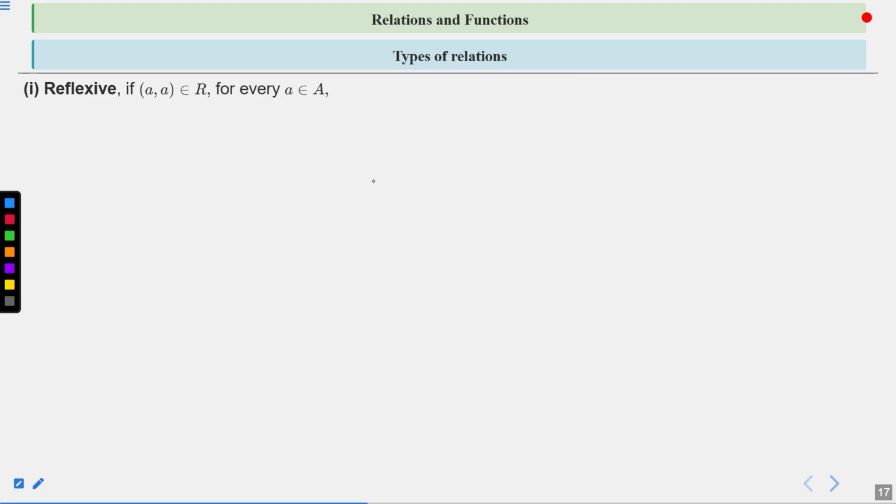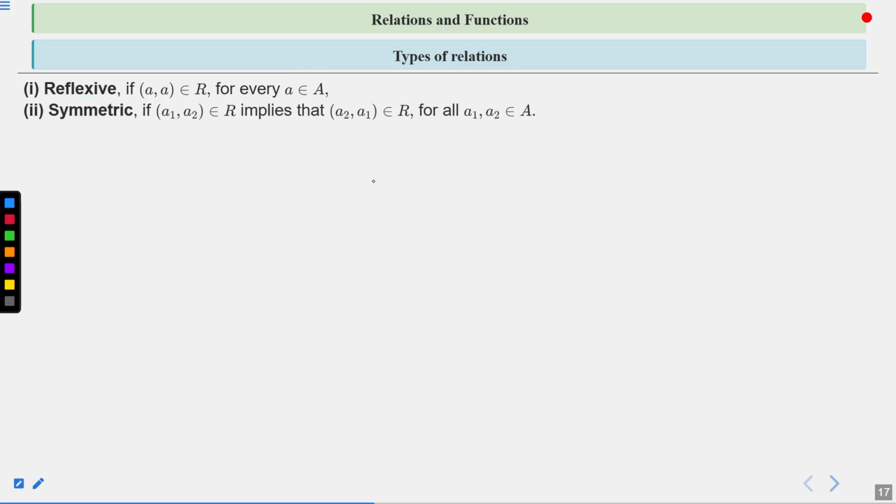Now, the reflexive relation. We say that the given relation is reflexive when the pair A comma A must belong to the relation R for every A, that is, every A belonging to the domain set. Simple.